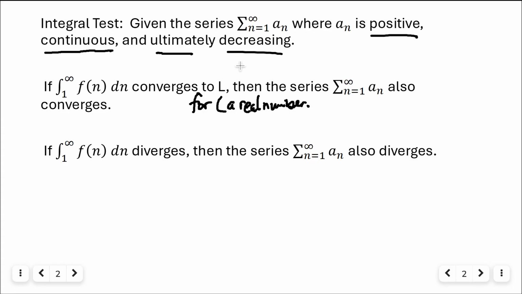Now, what's important to know about the integral test is if the integral converges to this value L, that does not mean that the series will also converge to the value L. It just means that the series converges. It does not tell you what the sum of that series is. The integral test cannot tell you that. It can only tell you that the series converges. It cannot tell you what the sum of that series is. All right, so let's get started.